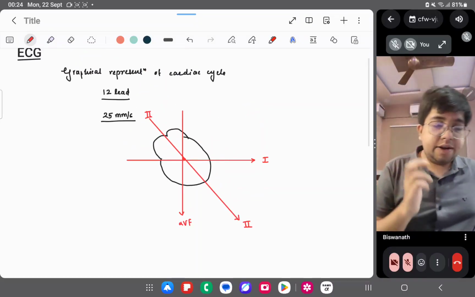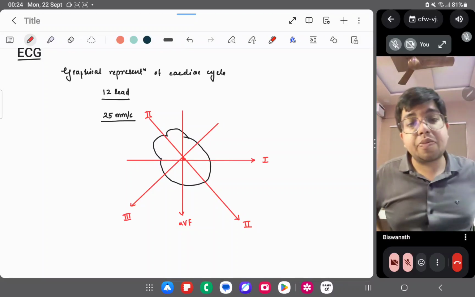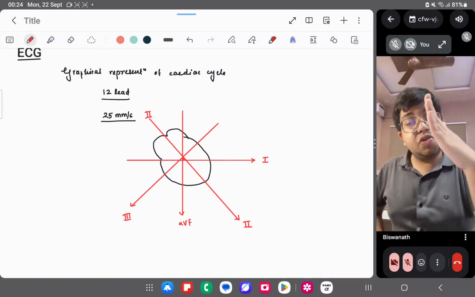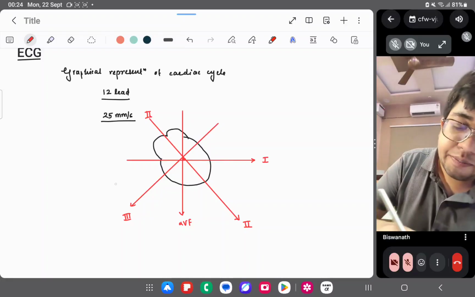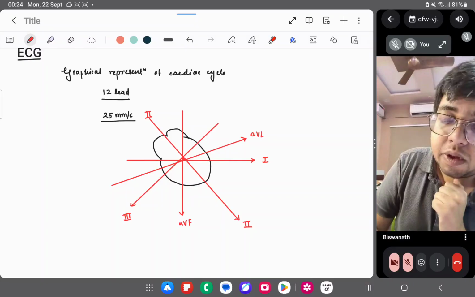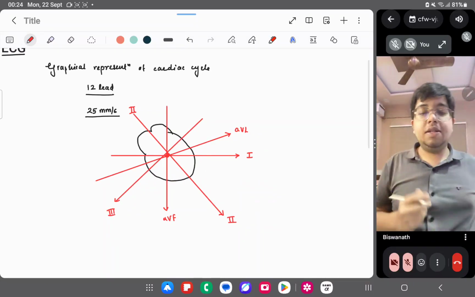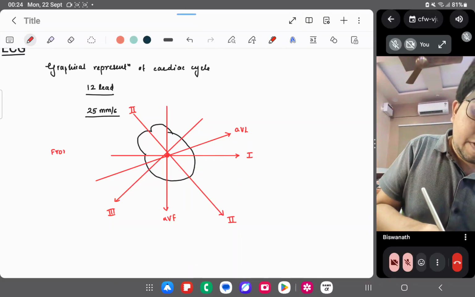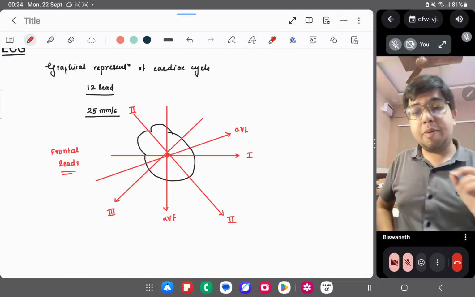Coming like this is lead number 3. And going in this direction, between lead number 3 and lead number 1, is AVL. This direction will be your AVL. These are the frontal leads. This I talked about, the frontal leads.